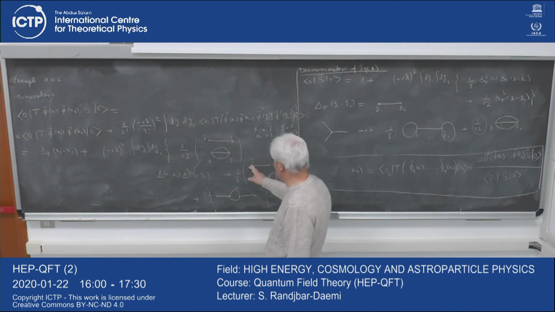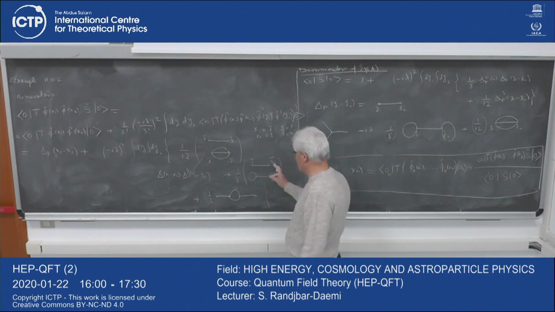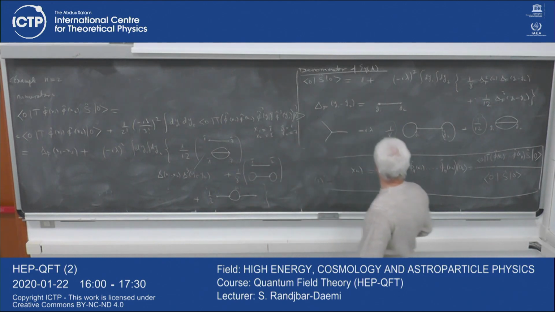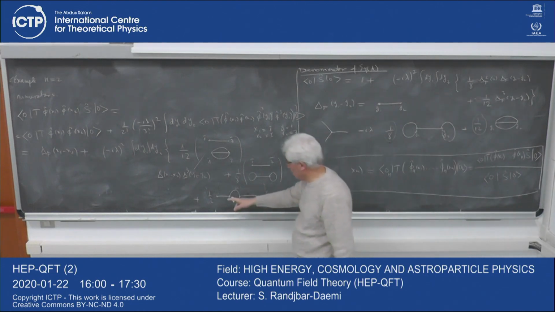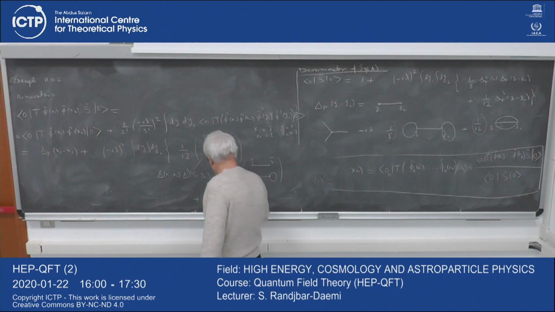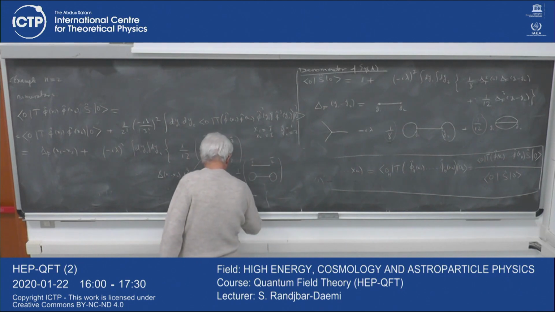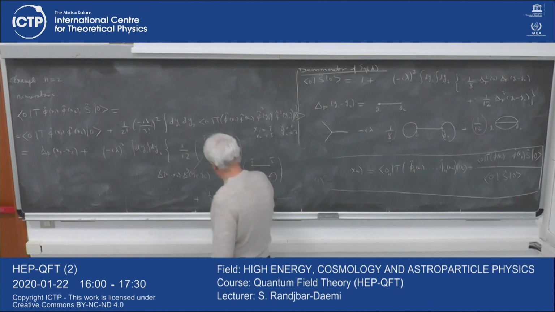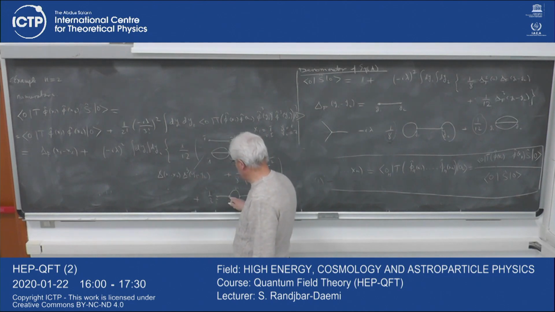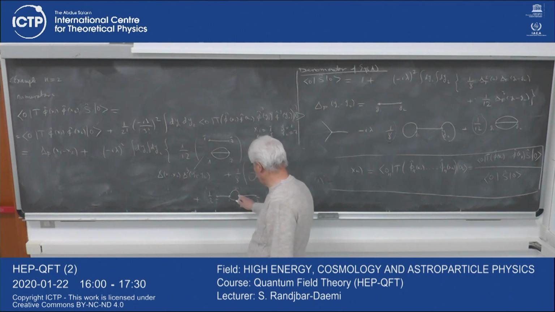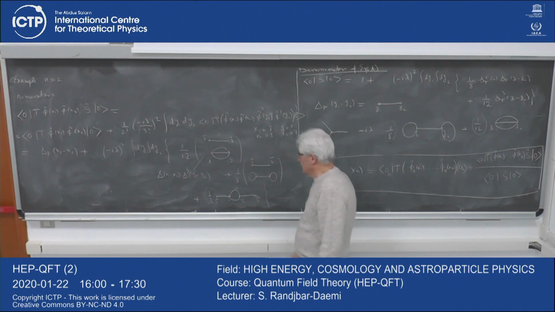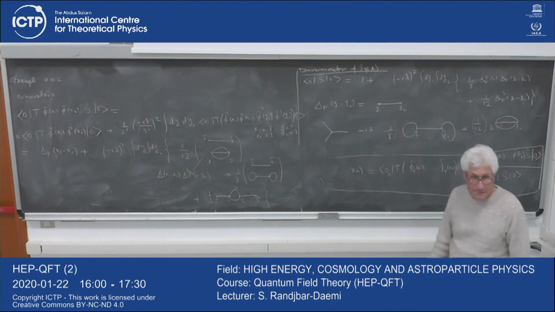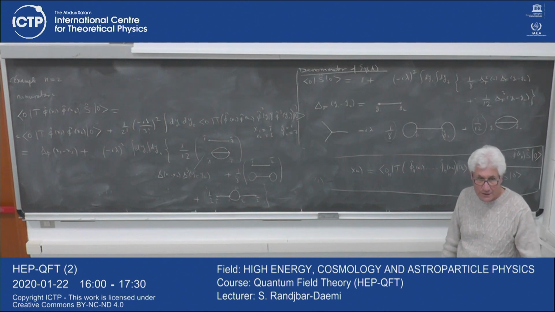For this one, you write delta x1 minus x2 times the expression corresponding to that, which we gave here. And this one is, this is 1 bar, 1, 2, 2 bar: delta of x1 minus y1, delta of y1 minus y2 to the power 2, delta of y2 minus x2. Is it clear? Do you have a question?